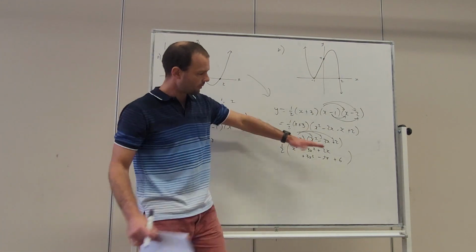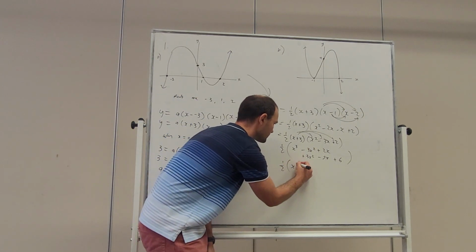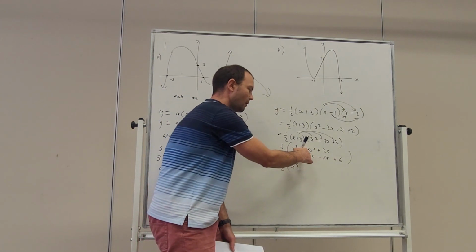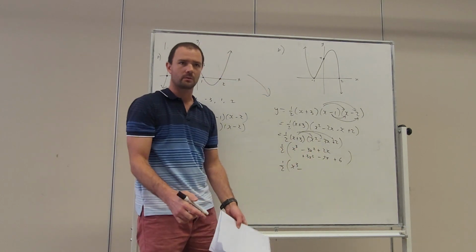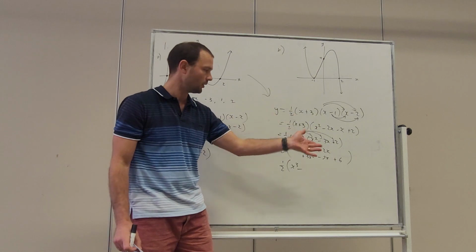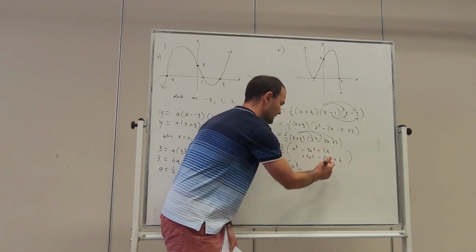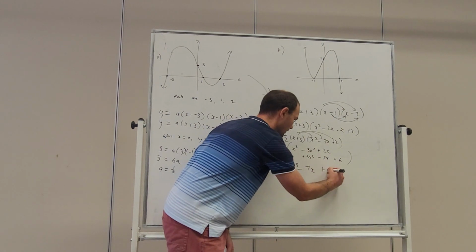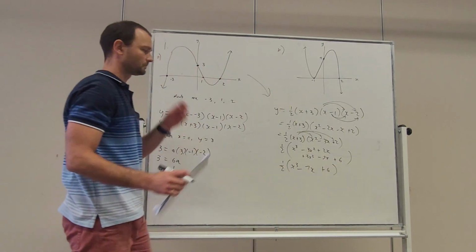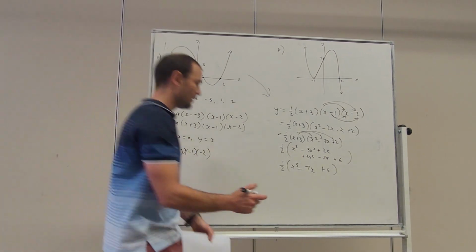All right, so all we're doing now is we're going to collect them vertically. So we've got here this half x to the 3. Now we've got 3 at minus 3x squared plus 3x squared. That part's going to cancel, so we've got no x squared term. And then we've got 2x take away 9x, that's going to be minus 7x, and then plus 6. All right, and then I'm just going to distribute the half.